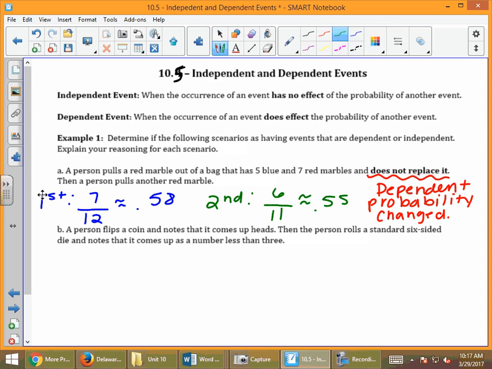Now if we take a look at B, it says a person flips a coin and notes that it comes up as heads. That's the outcome. Then the person rolls a standard 6-sided die and notes that it comes up as a number less than 3. Does flipping a coin have anything to do with rolling a die? No. If it lands on heads, does that affect whether you're going to roll a number less than 3? No. So would this be independent or dependent? Independent. They have nothing to do with each other. This would be an independent event.